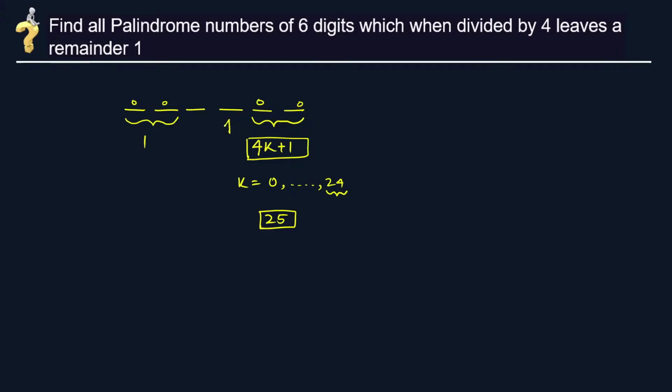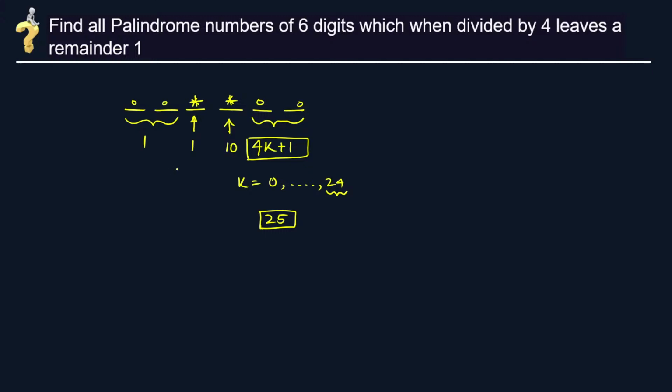Now, in this place, I don't have any objection, so 10 digits can come. In this place also, I don't have any objection, so 10 digits will come. Wrong. Whatever digit is coming here, the same digit will be repeated here. So this place will be filled in only one way. Is it clear to everyone?